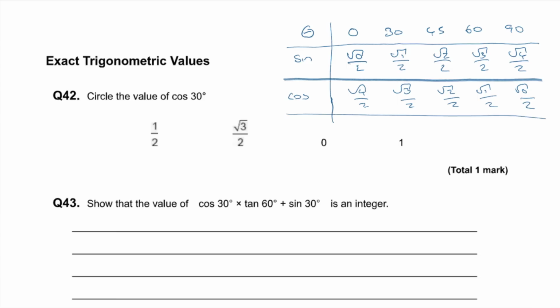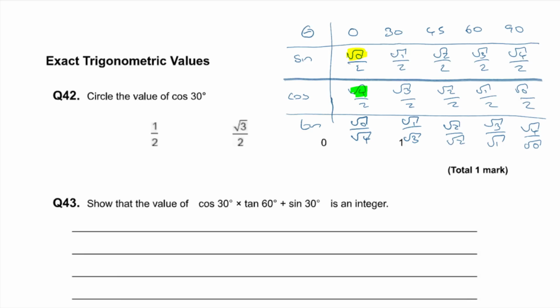And then finally tan. For tan, you take the numerator of the sine and you divide it by the numerator of the cos. Okay? So root 0 over root 4, root 1 over root 3, root 2 over root 2, root 3 over root 1, root 4 over root 0. Now, some of these values then simplify further, okay?